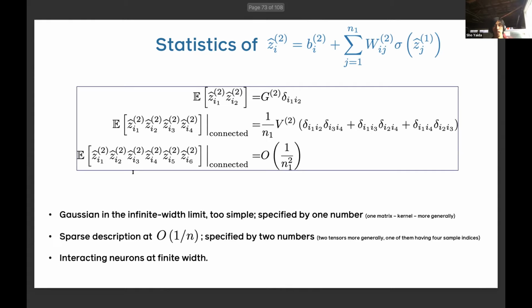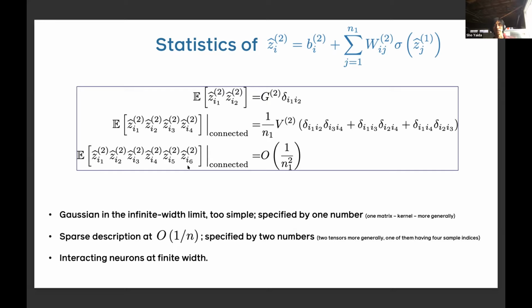And you get the quartic term in the exponential. Okay, so to summarize, you have the second moment and the fourth cumulant, or the 4-point connected correlator, which is 1/n suppressed. And if you go higher, the 6th cumulant or the 6-point connected correlator would be 1/n squared, and so on and so forth. You have a very hierarchical structure for these correlators. Now, let's extract some physics.